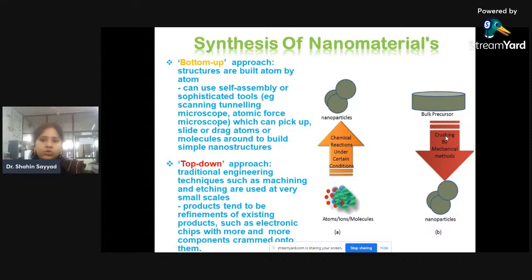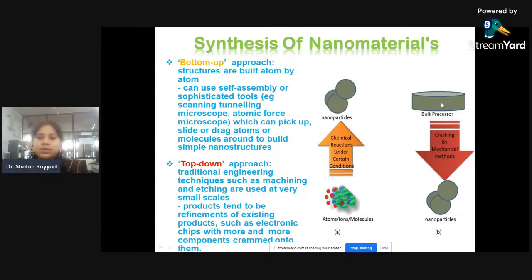Just like if we break a stone with a hammer, then it will convert into small stones. In the same way, you crush the bulk particle or apply external mechanical pressure on it, then it will be converted to nanoparticles. Okay. So both the methods we can synthesize the nanomaterials by both the approach, top-down approach as well as bottom-up approach. So top-down approach, it looks very simple.